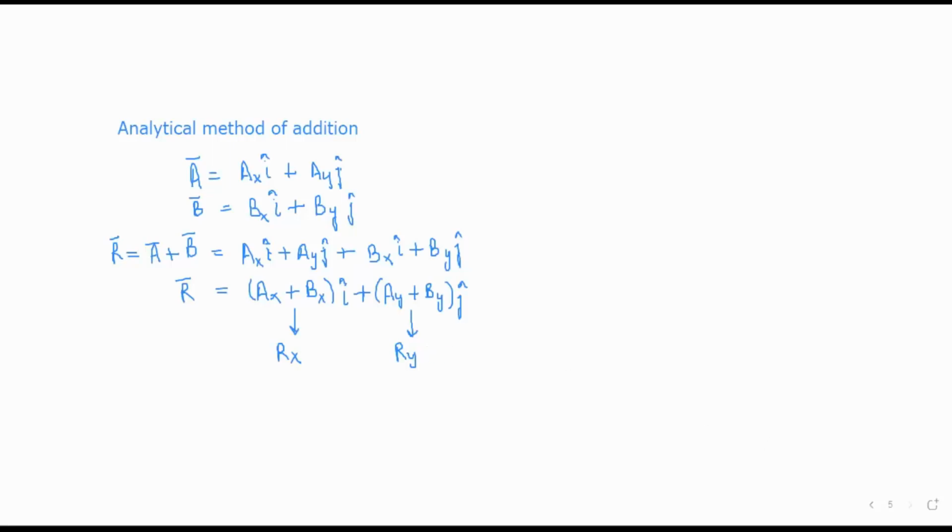Then we will come on to the next topic, that is vector multiplication. Multiplication is of two types. The first one is the dot product, which is also known as the scalar product. We will see why it is known as so. And the second one is the cross product, or the vector product. So first we will discuss the dot product.